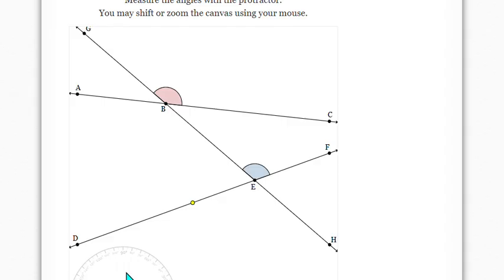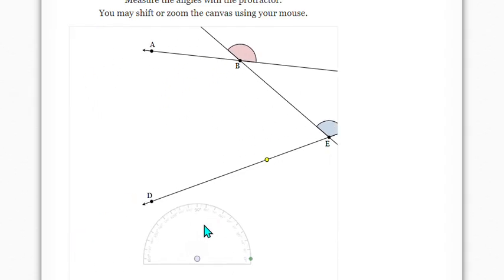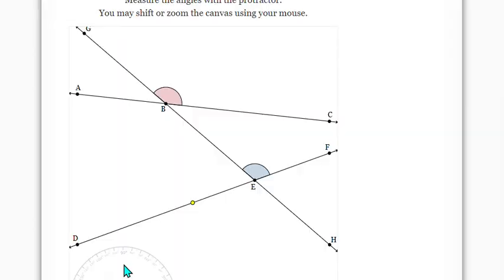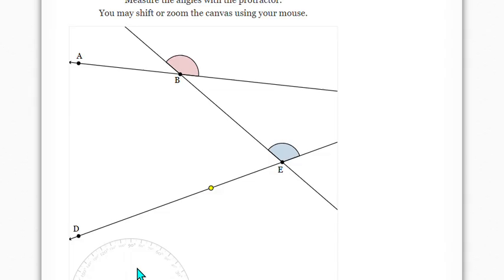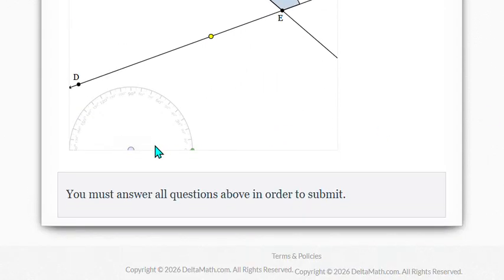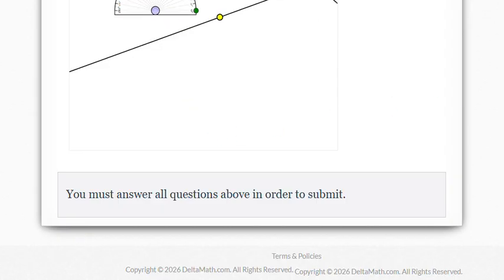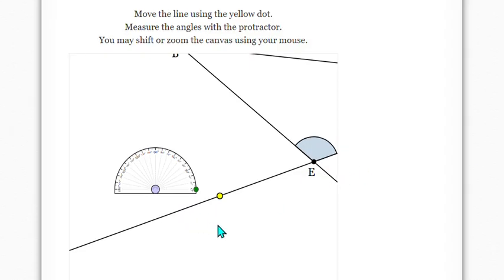So we're going to grab our handy dandy protractor, if it lets me. Might, or it might not. Okay, here we go. And bring that up.